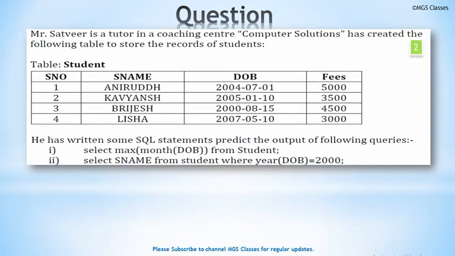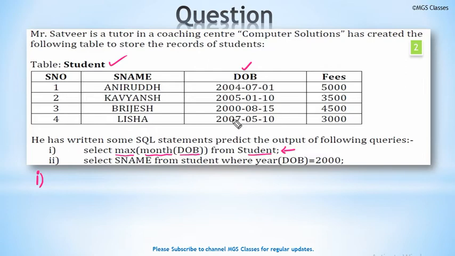So the first portion of the question is this one. We need to predict the output. This table is given and we need to predict the output of this SQL statement. So for that purpose I am writing the answer. First question, we have to use the select command. Select max, then month. This is the max function, this is the month function, and this is the DOB column name. And from student. So what he is actually trying to get in output is the month of the date of birth which value is the maximum among that.